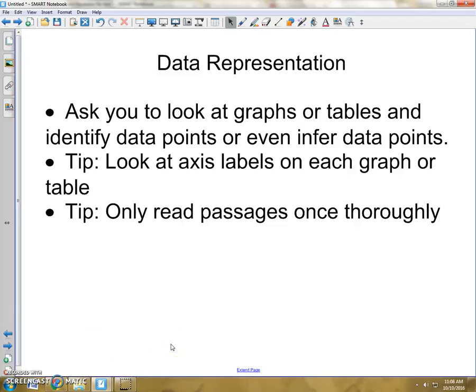There are 3 different types of passages. The first one is data representation. In data representation, they're going to have graphs, tables, and charts, and you have to identify different data points. You might even have to infer some data.